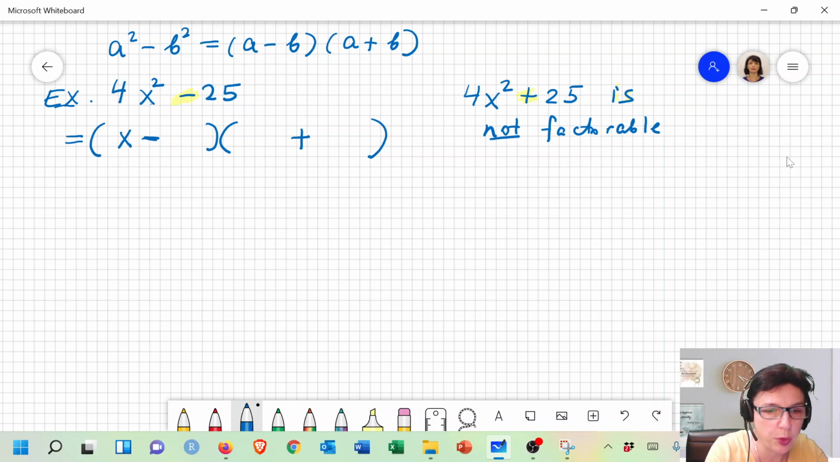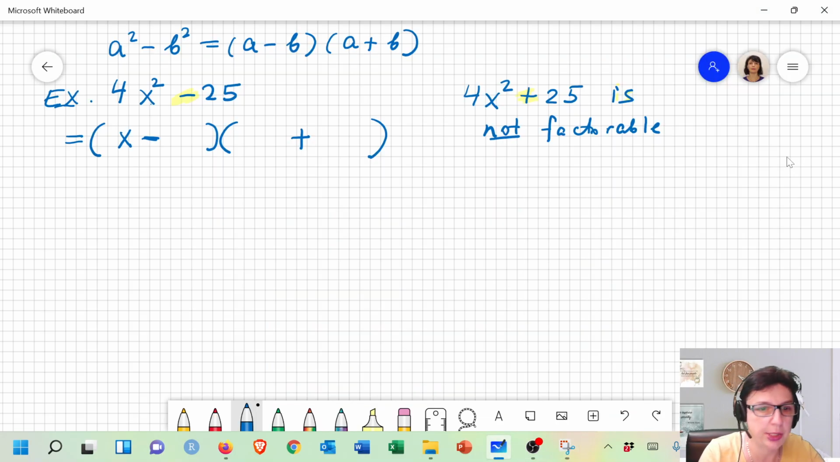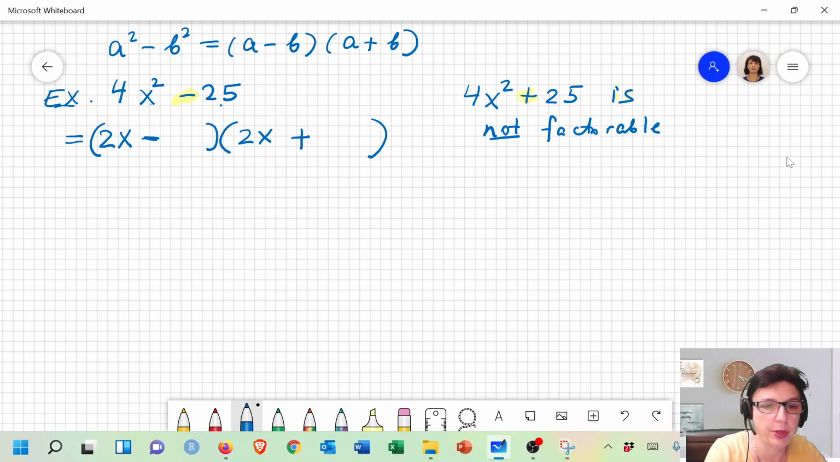But what about 4? 4 is the square of what number? Well, 4 is the square of 2. So then that's going to be 2 right here. And by the way, over here will be the same thing. So it's just the first number minus the second number multiplied by the first number plus the second number. All I've got to do is figure out the second number. Well, 25, what is that a square of? Well, 25 is the square of 5. So that's just going to be 5 over here, 5 over here.